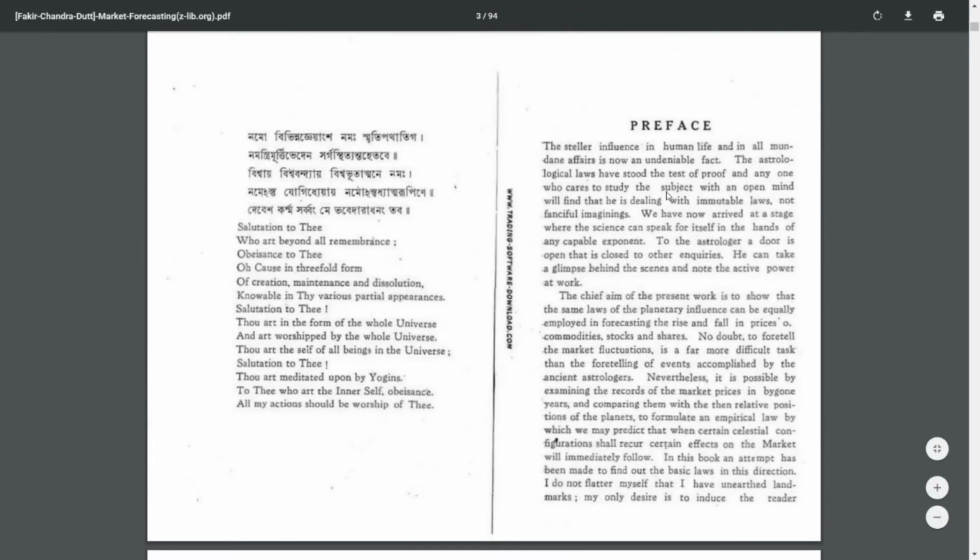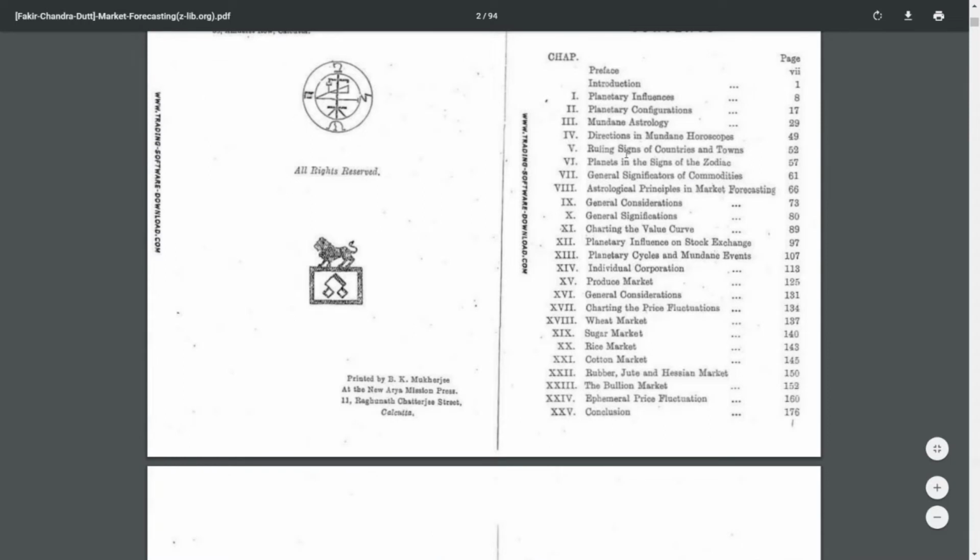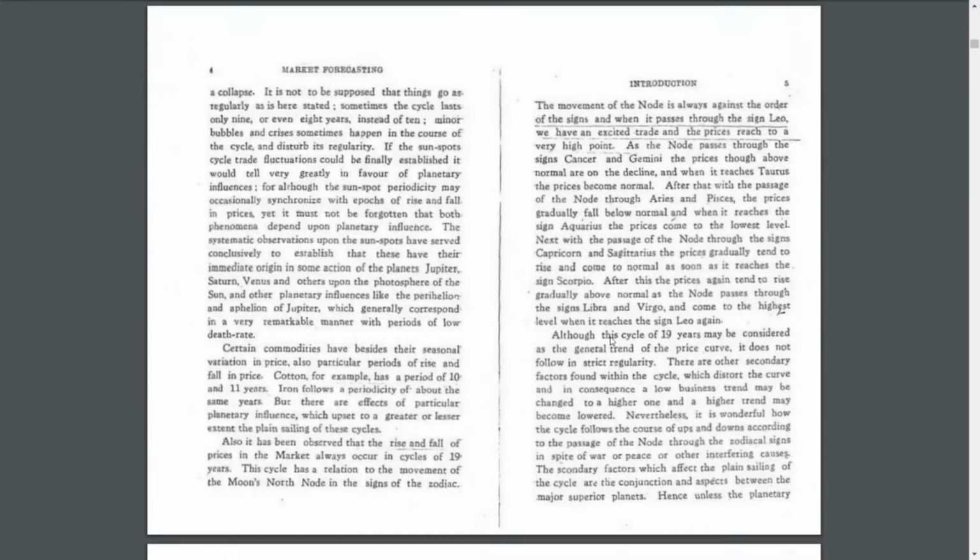Fakir Chandra Dutt made a method of calculating planetary movements and finding a pattern of that in the commodities market. This is a book written by Fakir Chandra Dutt, compiled by some other guy. You can see that he used to find patterns in the movements of celestial bodies and apply those patterns in the wheat market, sugar market, and rice market, in a very scientific way. Not the astrology which is going on currently today.